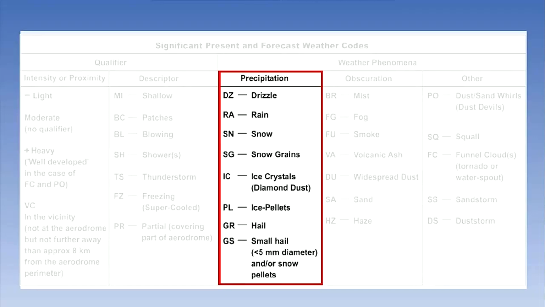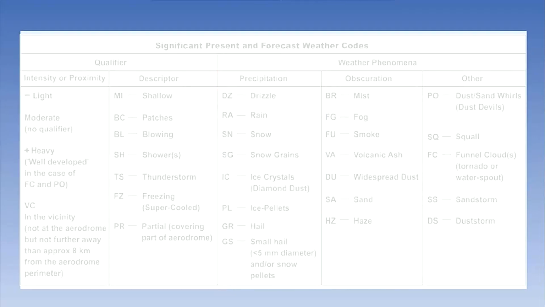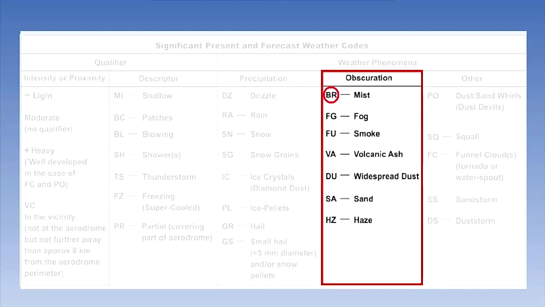Starting with the third column in our table, we focus on precipitation. This group is quite intuitive, as it covers all precipitation types like drizzle, rain, snow, hail, and so on. Moving on, the next column covers the obscuration of the atmosphere. Just like the last one, this is pretty self-explanatory.